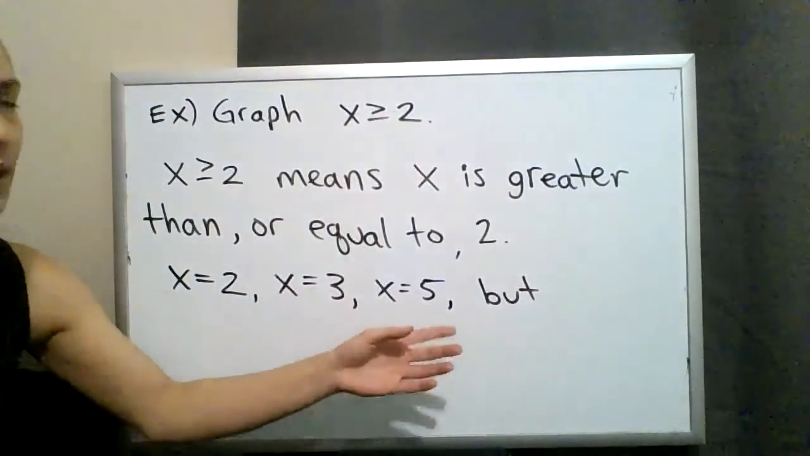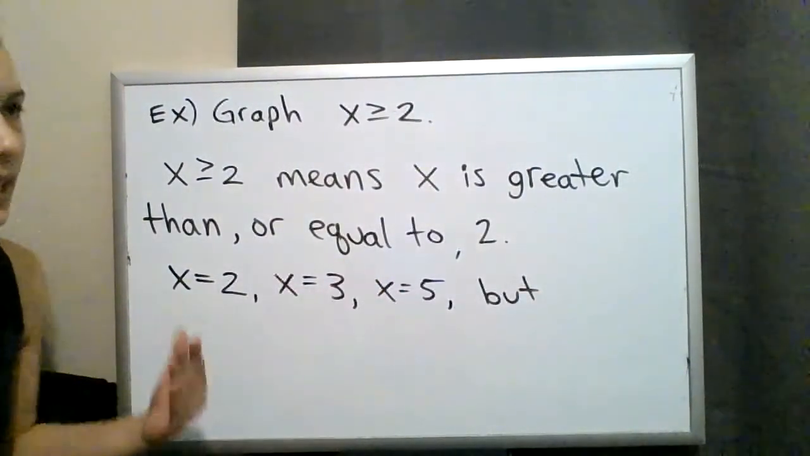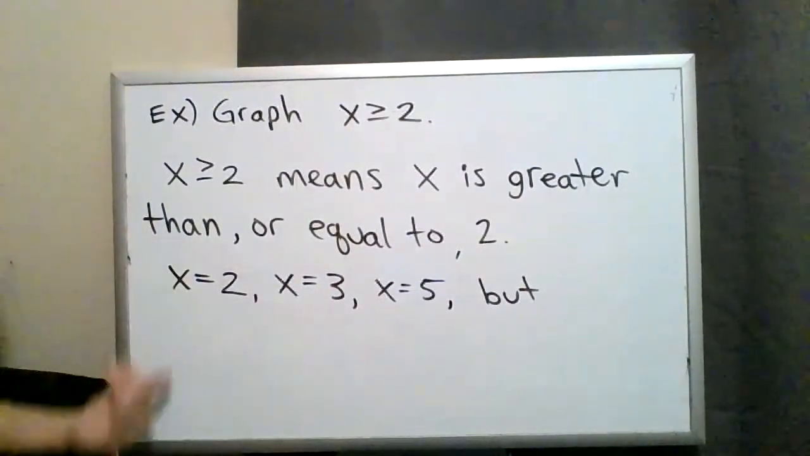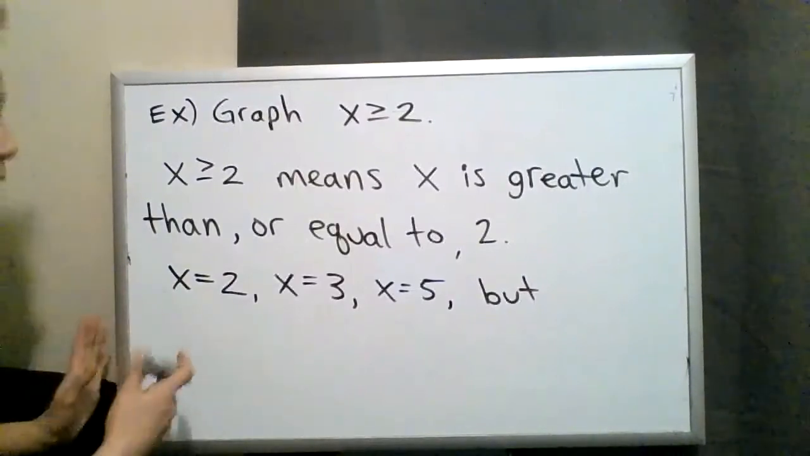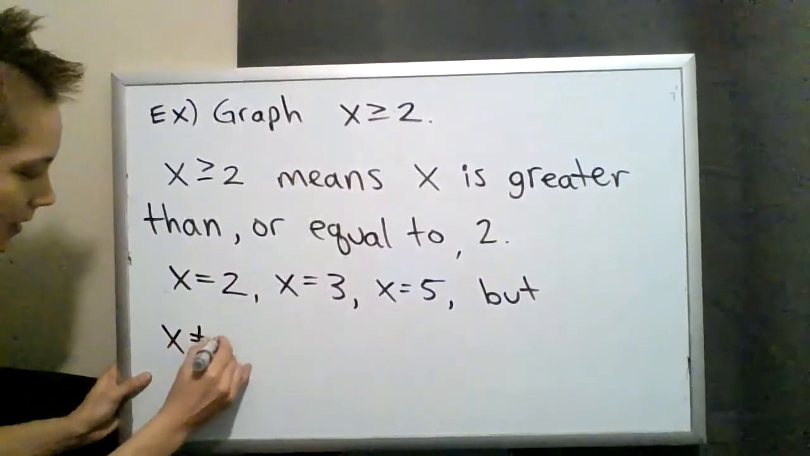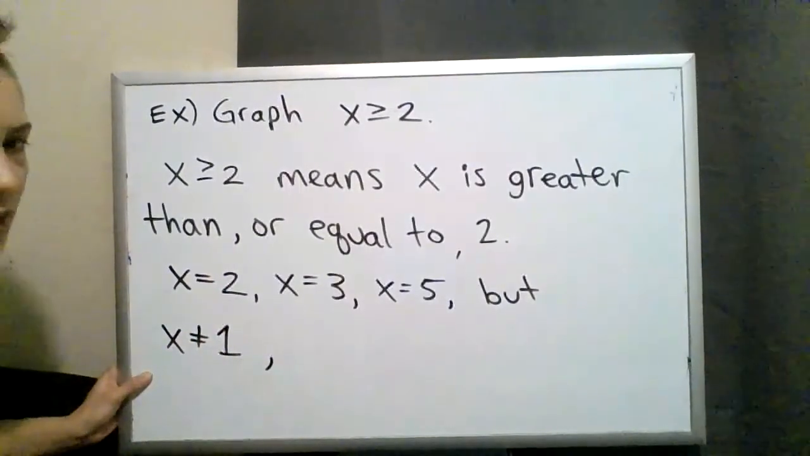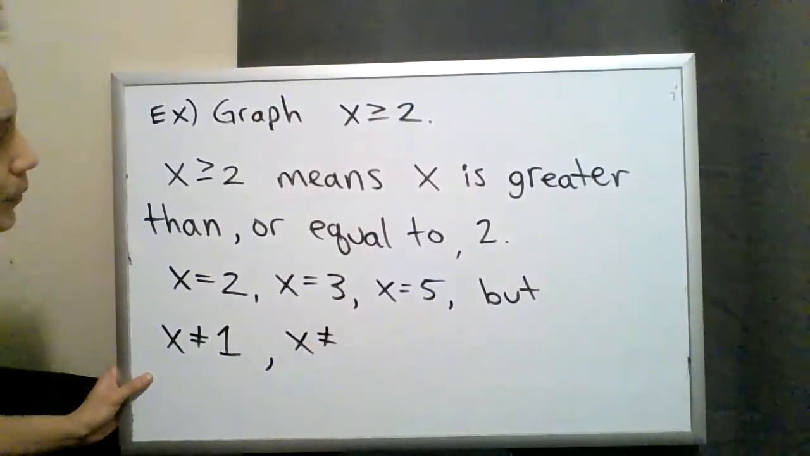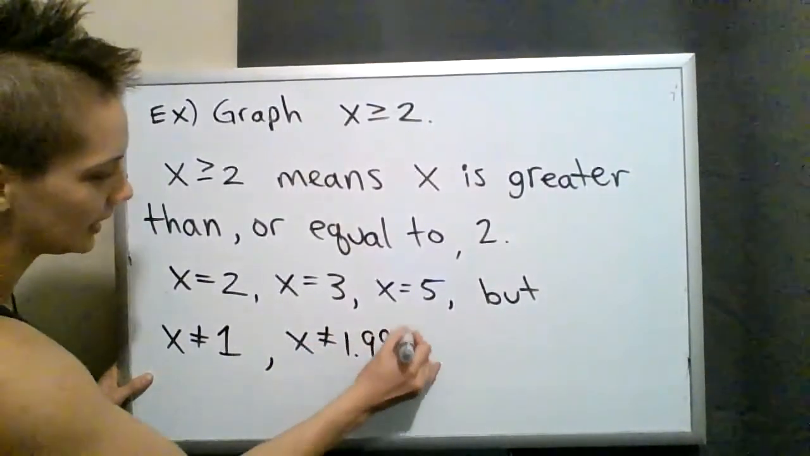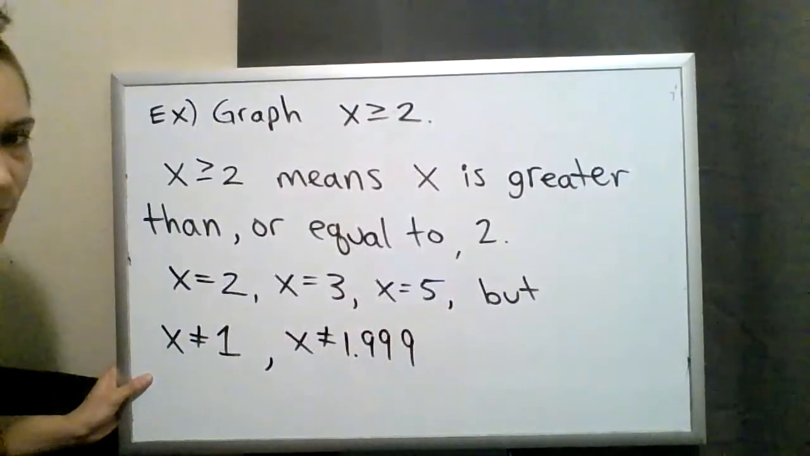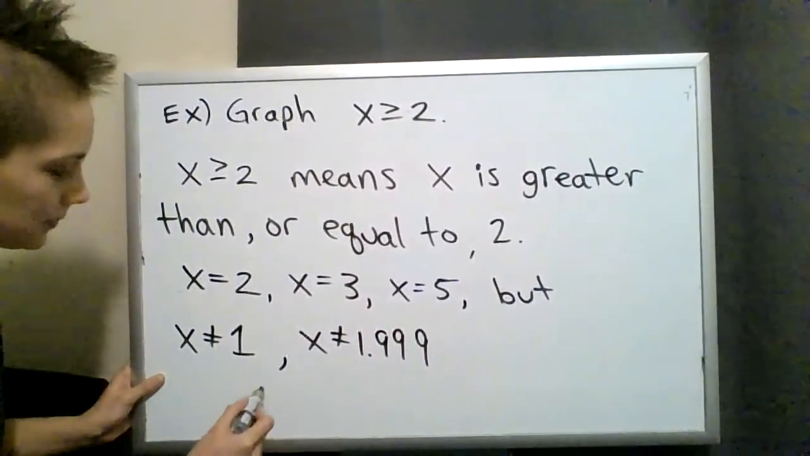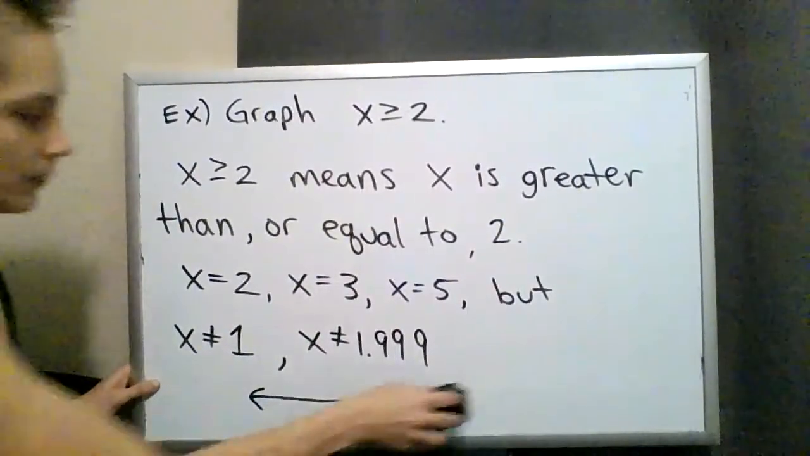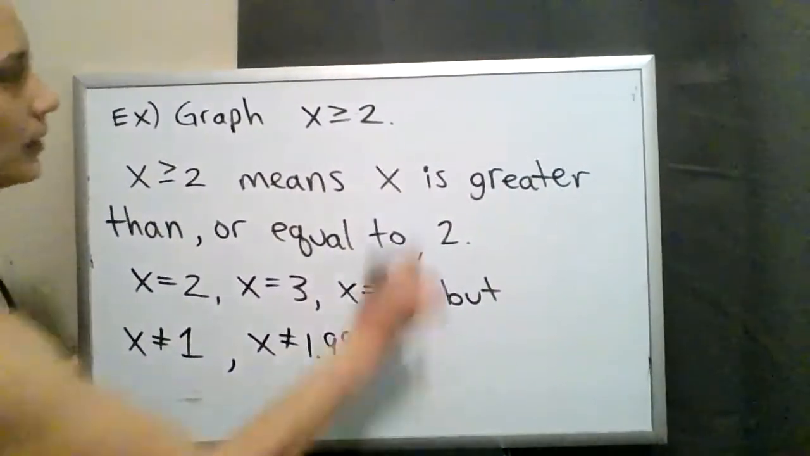That's just a few of them. However, x cannot be any number less than 2. Like I'm thinking right away 1, but even really, really close to 2, like x cannot equal 1.99, things like that.